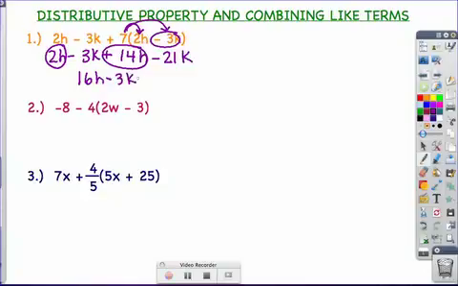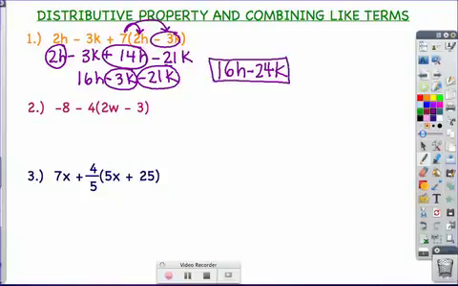Number 2, I'm distributing negative 4 to both 2w and negative 3. Negative 8w plus 12, bring down my negative 8. Combine like terms, which are negative 8 and positive 12, to get negative 8w plus 4, our final answer.